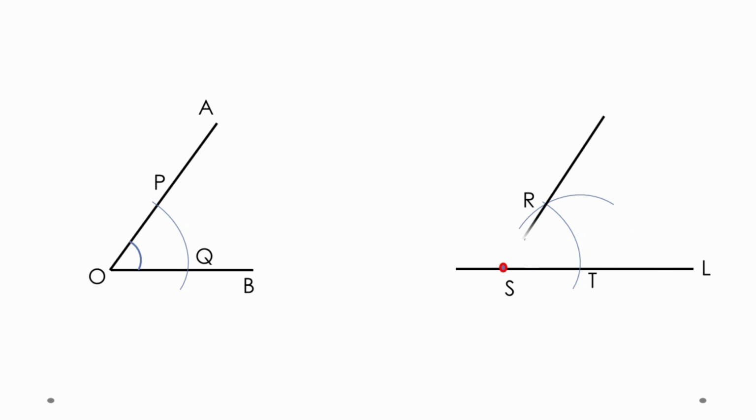Now join R to S. Angle RST will be equal to angle AOB. So we have constructed the copy of angle AOB as angle RST.